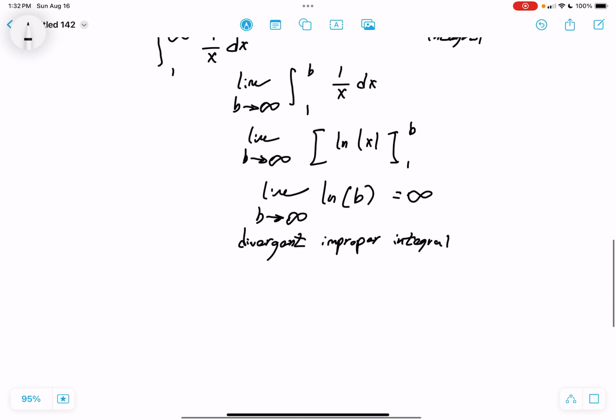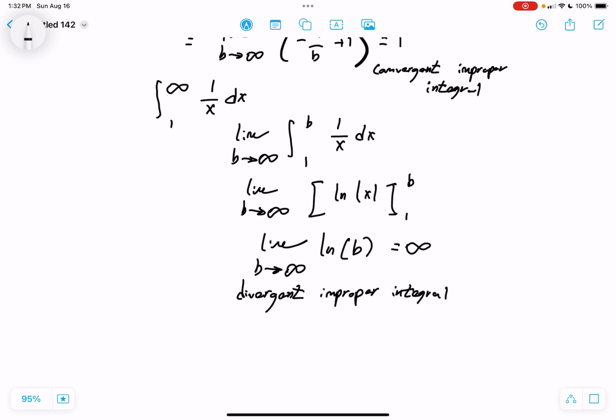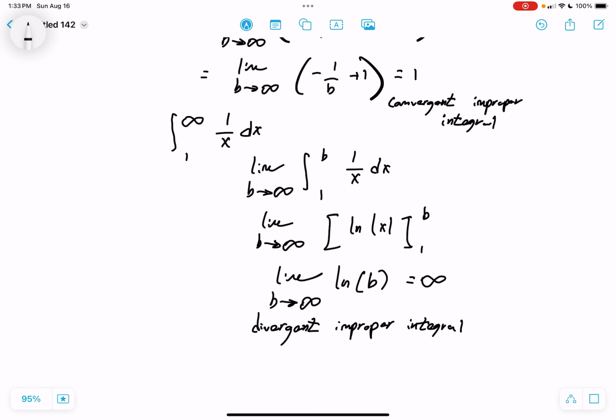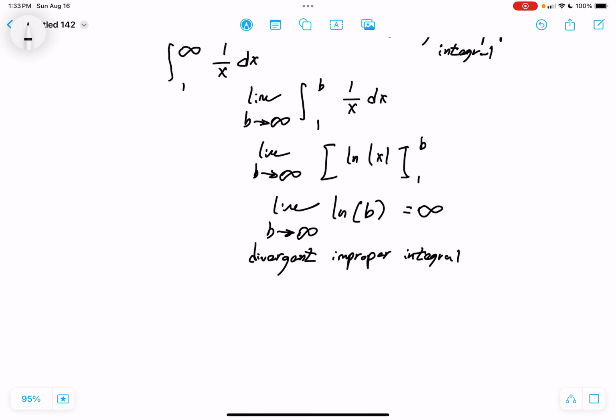Okay. So those are the basics of improper integrals. Now let's also do a couple of examples here. So I'm just going to look for a couple of examples that we can do. And to me, these are some very good examples that we can do.